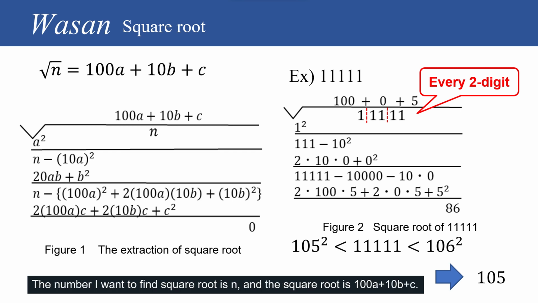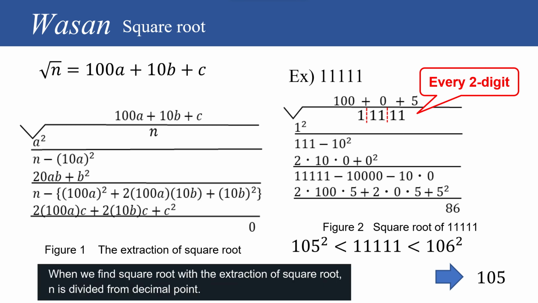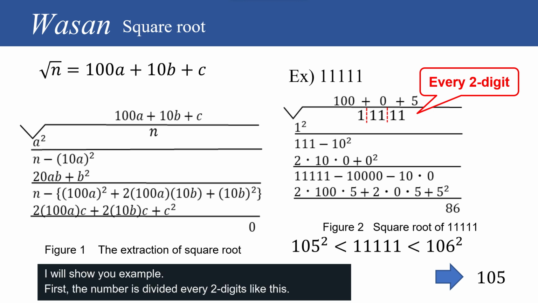The number I want to find the square root of is n, and the square root is 100a plus 10b plus c. When we find the square root with the extraction of square root, n is divided from the decimal point. I will show you an example. First, the number is divided every 2 digits like this. Second, I figure out the answer.